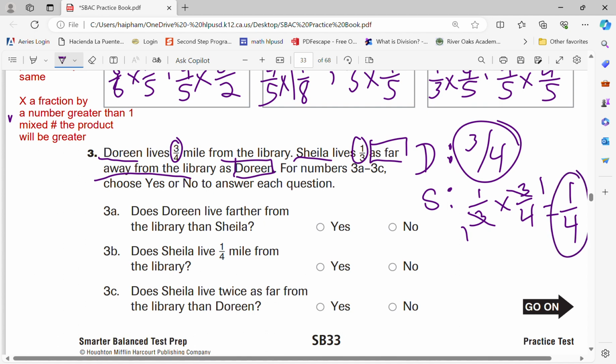All right, let's look at these statements to determine whether they are true or not. Doreen lives further from the library than Sheila. That is true. 3/4 is greater than 1/4. Does Sheila live 1/4 miles from the library? We just determined that. That is true, so we're going to say yes there. Does Sheila live twice, 2 times as far from the library as Doreen? No. Doreen lives further, and 1/4 is not twice 3/4. So let's say no here.